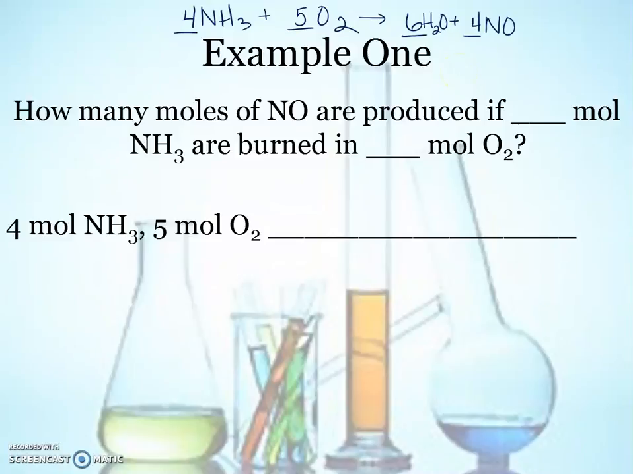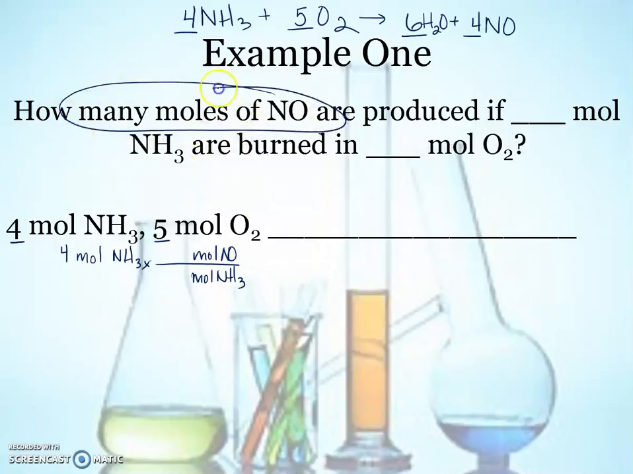Okay. So the question is, how many moles of nitrogen monoxide are we going to produce if we have 4 moles of ammonia and we have 5 moles of oxygen reacting? Okay, so we have to go from moles to moles. So let's see which one we get. So we've got 4 moles. Where'd my pen go? It left. There it is. Okay. We have 4 moles of ammonia, and we need to go from moles of ammonia to moles of nitrogen monoxide. So moles of ammonia goes on bottom. Nothing new here, right? Moles of nitrogen monoxide goes on top because that's what we're looking for.